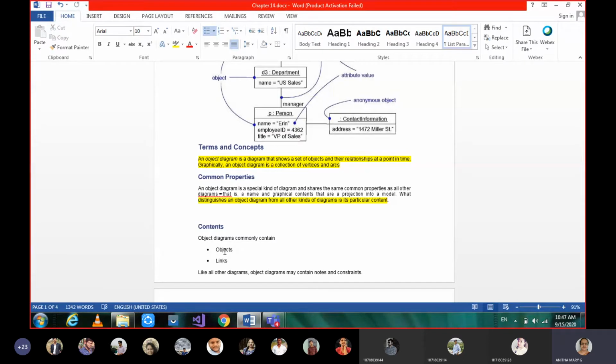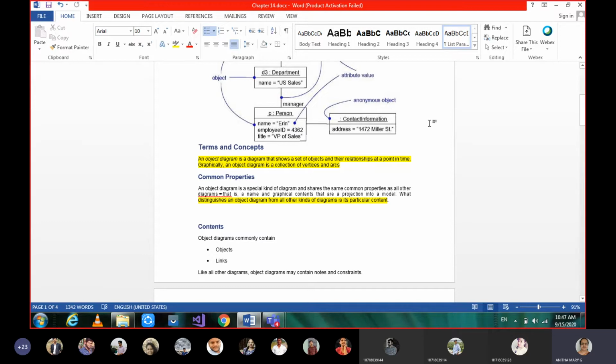Then common properties. So an object diagram is a special kind of diagram. Any diagram will be a special kind of diagram. Why? Because it has its own properties. As diagrams, we have discussed static diagrams and dynamic diagrams. Why does that particular diagram come under static? Why does that particular diagram come under dynamic? All that we have learnt already.